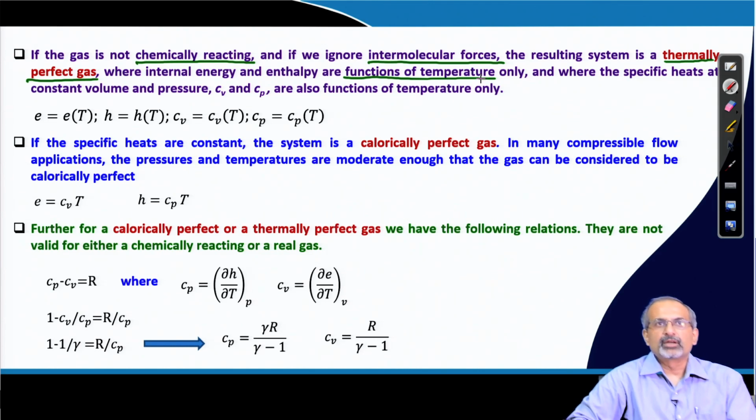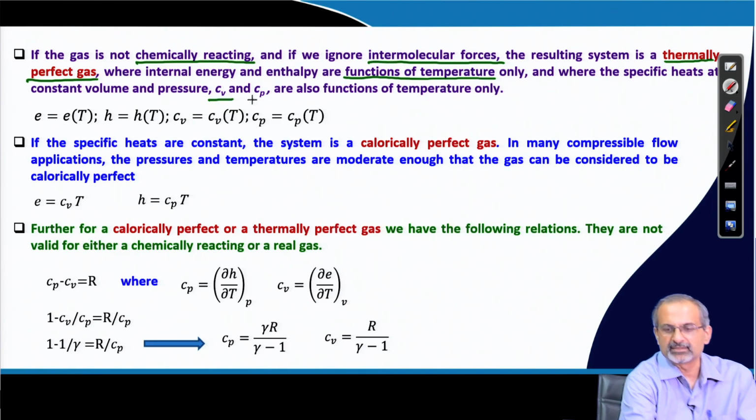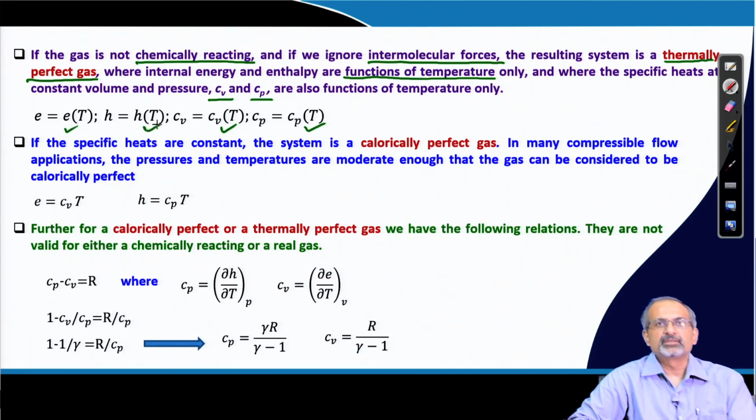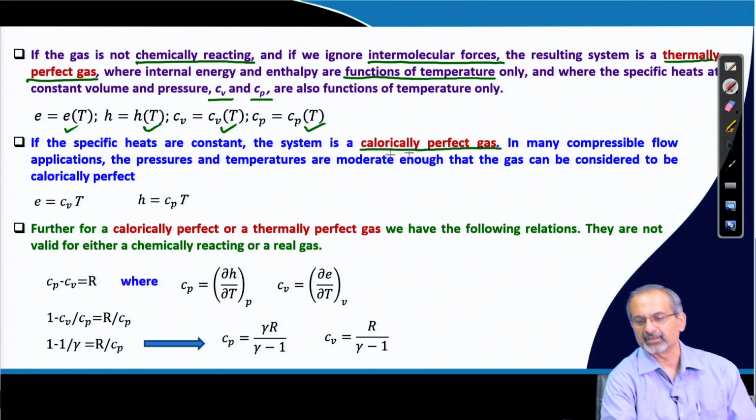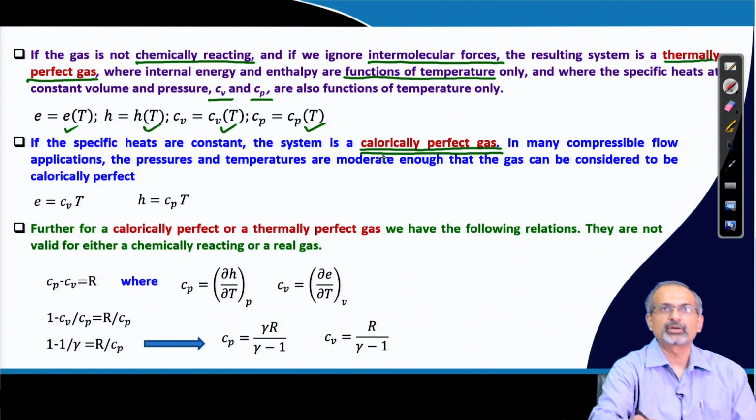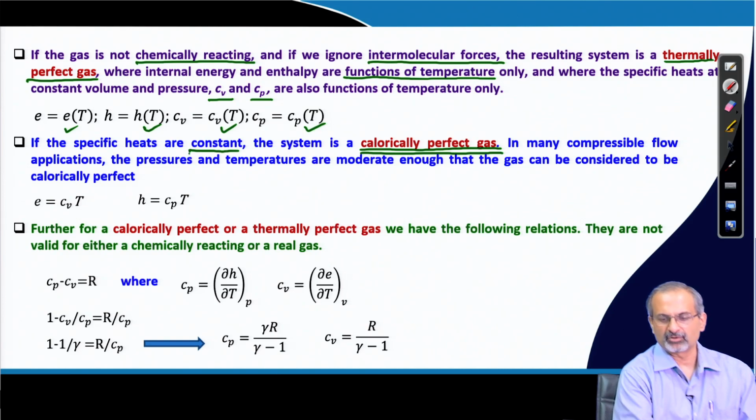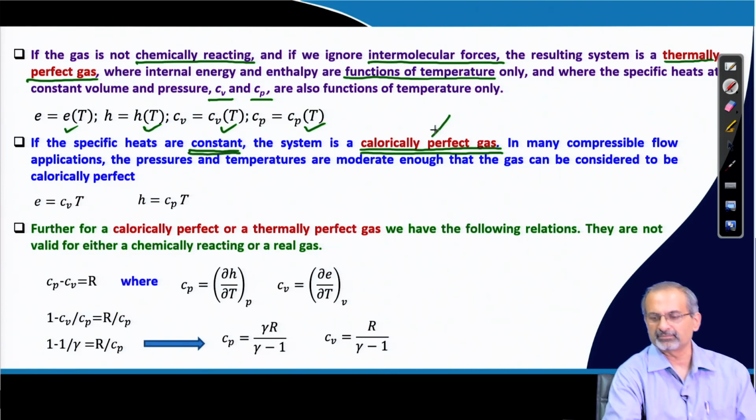And when you look at the specific heats at constant volume and pressure, that means Cv and Cp respectively, they also become functions of temperature. So, the dependence on specific volume goes away, it is only a function of temperature now. Now, if the specific heats are constant, then the system happens to be a calorically perfect gas. That means, they do not have any dependence on temperature either, they become constants. In that situation, you have a calorically perfect gas.